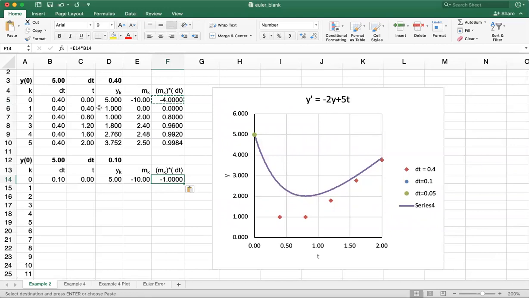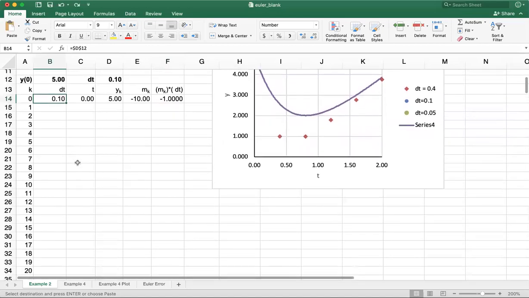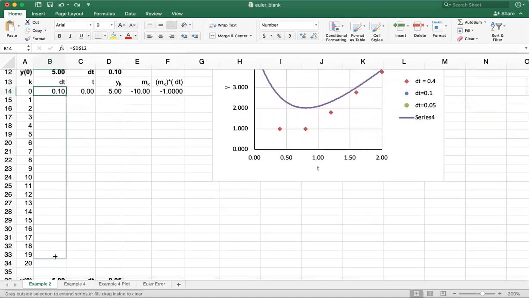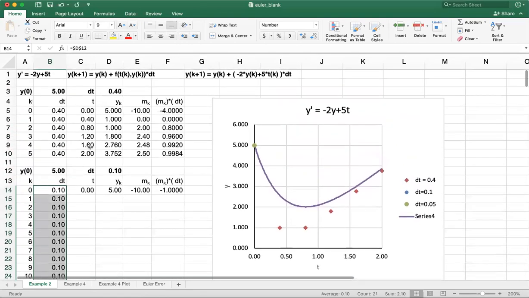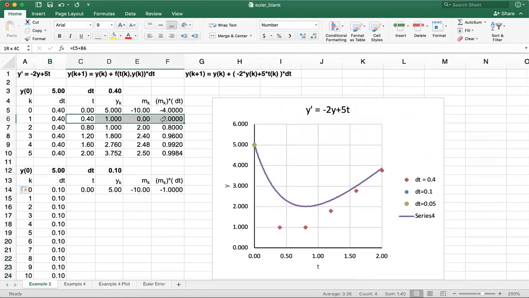In fact, I could copy this whole second row and paste it right here. Nope, that didn't work. Sorry, guys. Okay. The thing I need to do is copy and paste the delta t's first. Then I can copy the rest of the second row because of the way I set it up. So I can copy the rest of it, and that gives me the new t value, which in this case is 0.1 because I started at 0 and added 0.1.